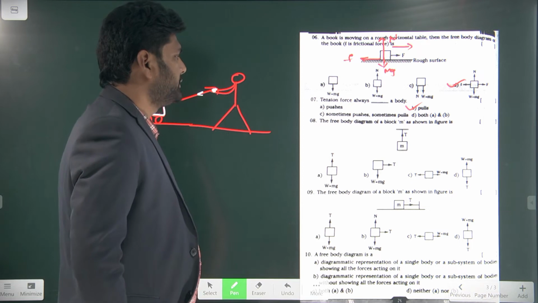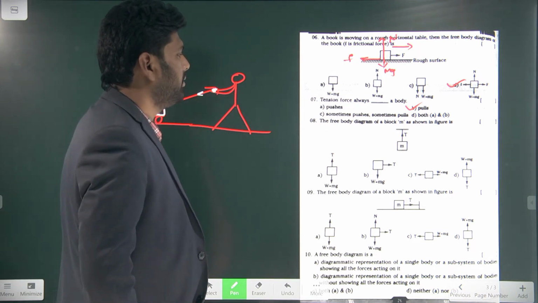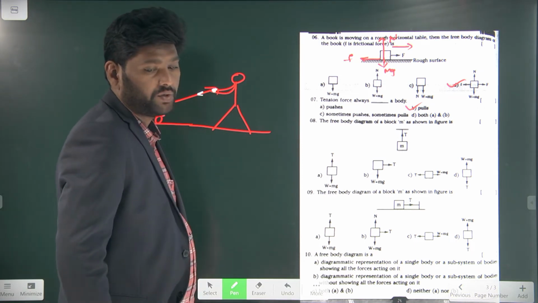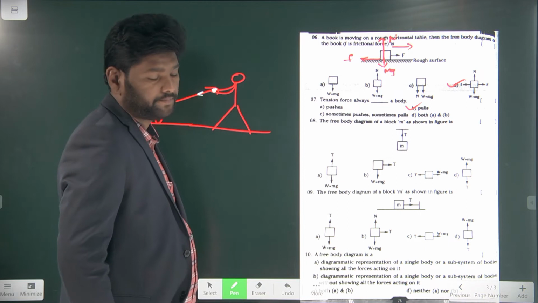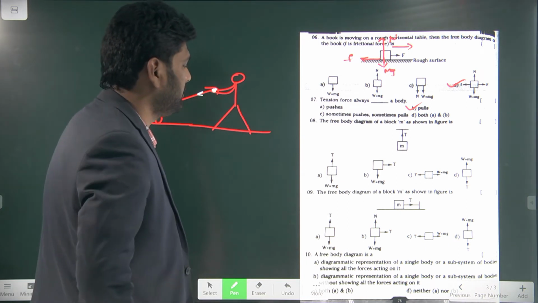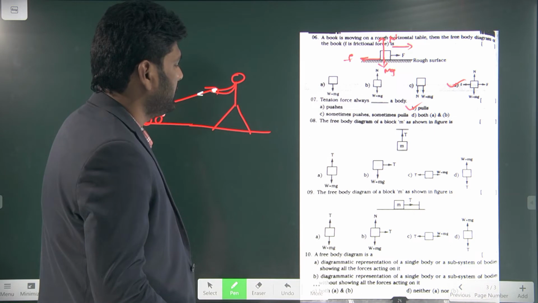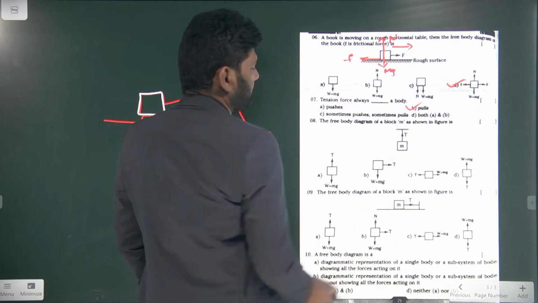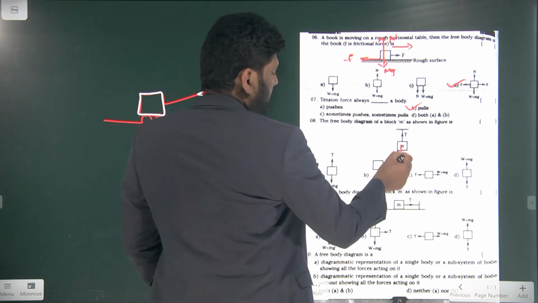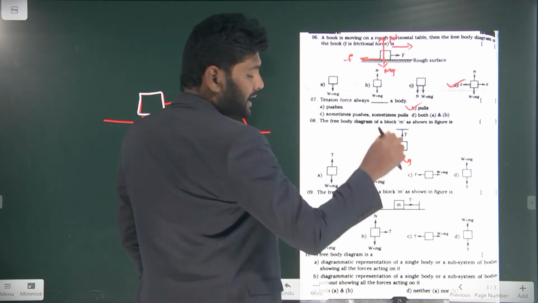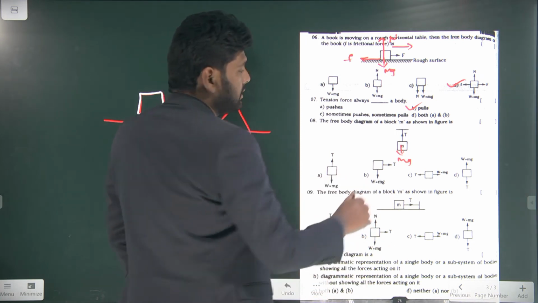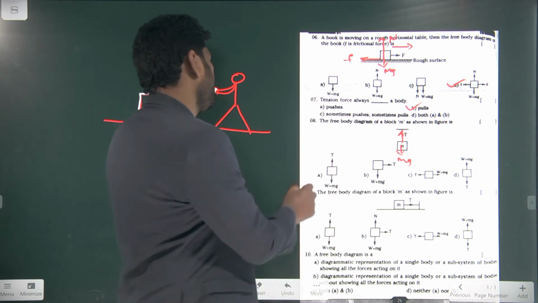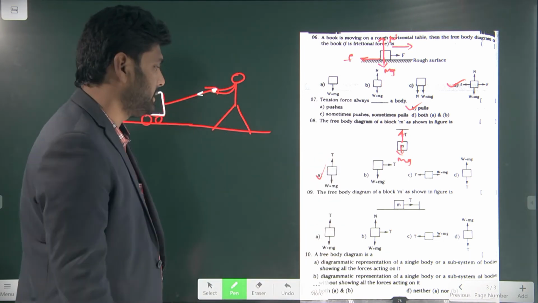Next, 8th question. The free body diagram of the block M as shown in the figure is. What is the answer? Why option A? How many forces are acting on the body M? What are they? mg will act in the downward direction, that is called weight. Tension is acting in the upward direction. So A is right. A is the correct answer.